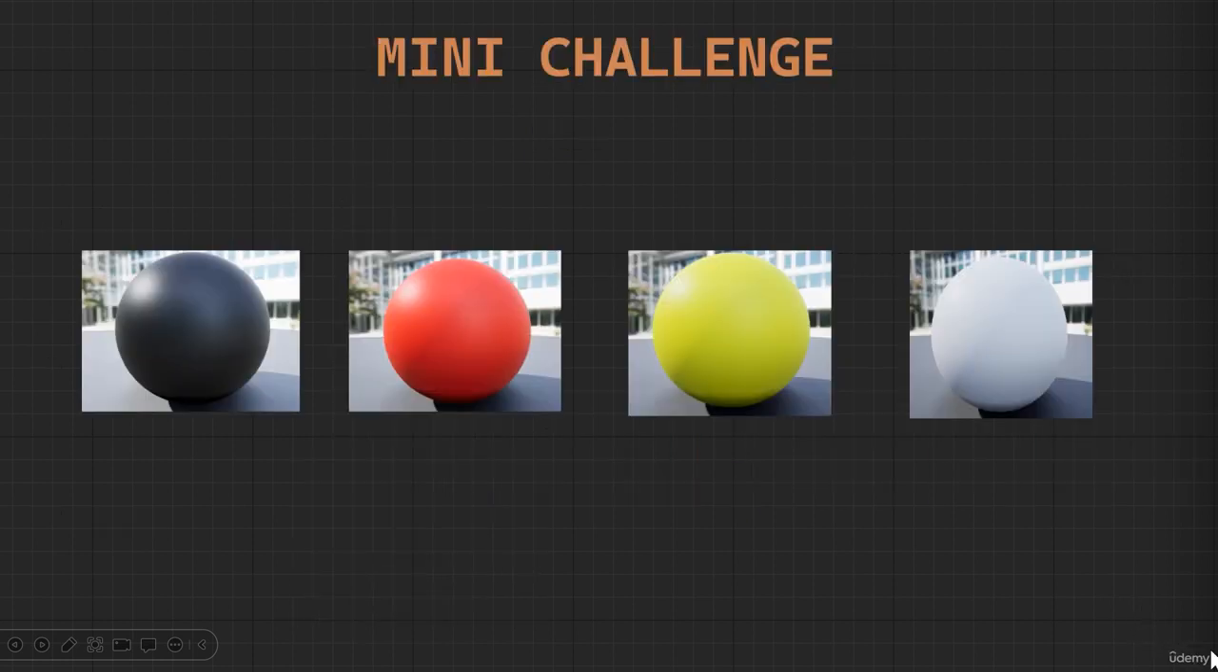And as a mini challenge to you, in the example material that you just created, see if you can create these four colors inside of your material. From left to right, there are black, red, yellow, and white. This shouldn't be too hard for you to do. Pause the video now and give this a go.